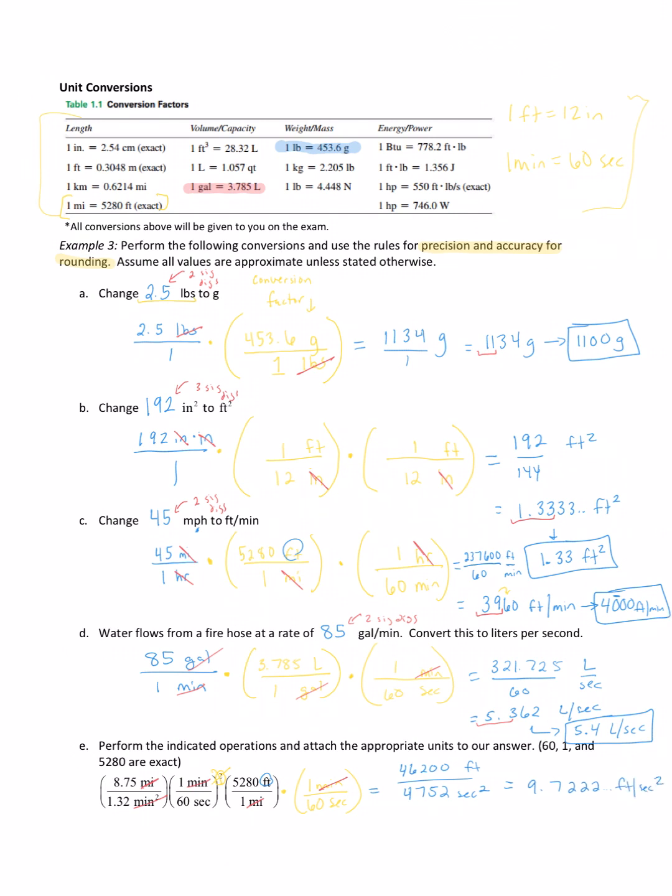So now as far as our accuracy goes, we're using multiplication. We know the 1, the 60, the 5,280 are all exact. So we're looking at the first two, 1.32 and 8.75, both have 3 sig digs. So our answer would have 3 sig digs, 9.72 feet per second squared. Okay? That completes all of section 1.4. Please reach out if you have questions.